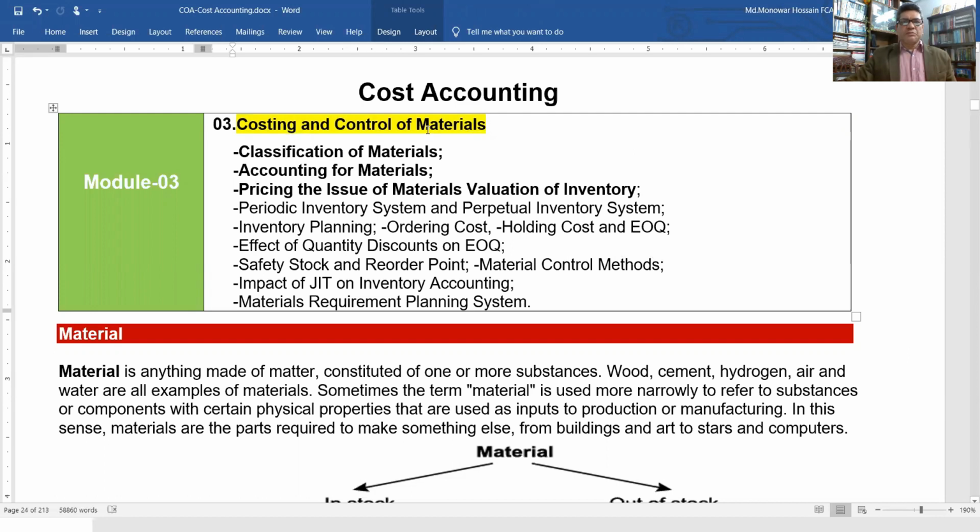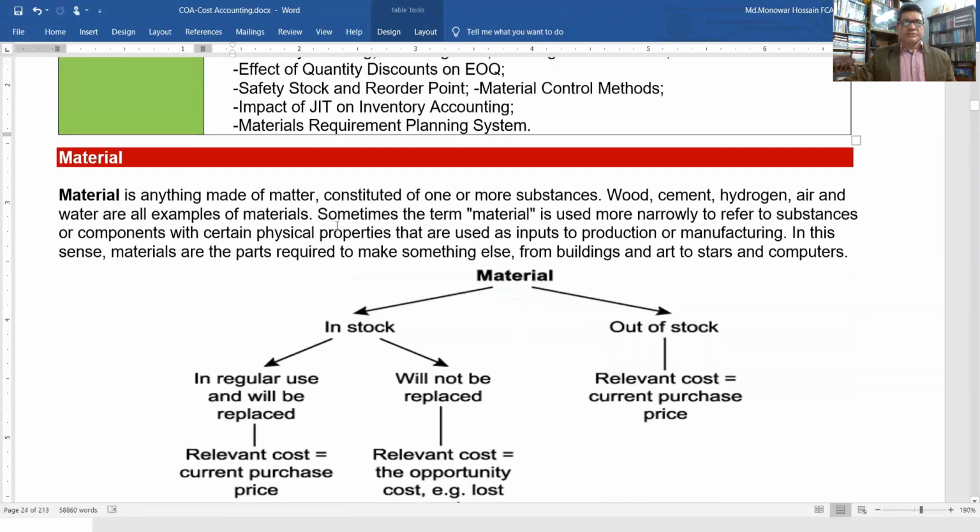So within this material, today we'll discuss classification of materials, accounting for materials, pricing issues of material, and valuation of inventories. The other things we'll take up in another module, Module 4. So let us start with material.